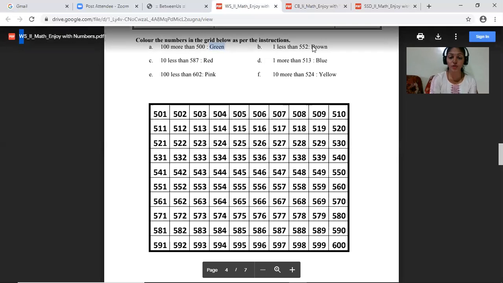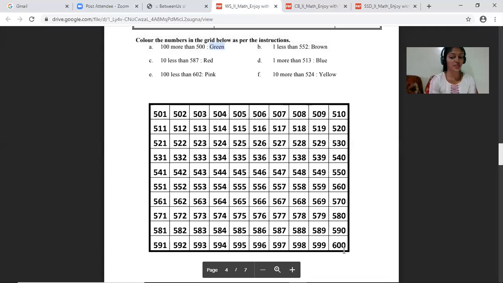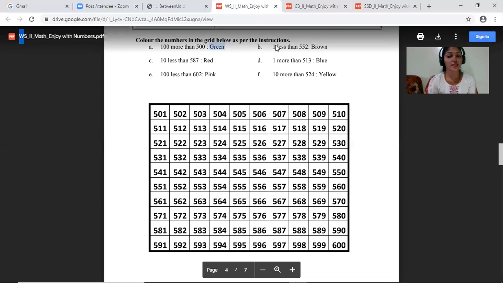They have given you what to do and then they have written the color in front of it. So whatever you get as the answer, you have to give the same color. So we got the answer, 100 more than 500 is 600. So you have to give green color to this number, that is 600. All right? Now let us go to the next one.